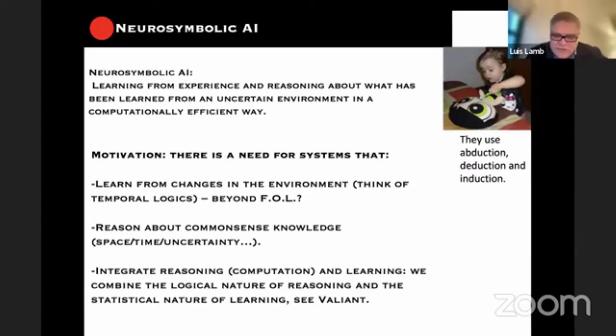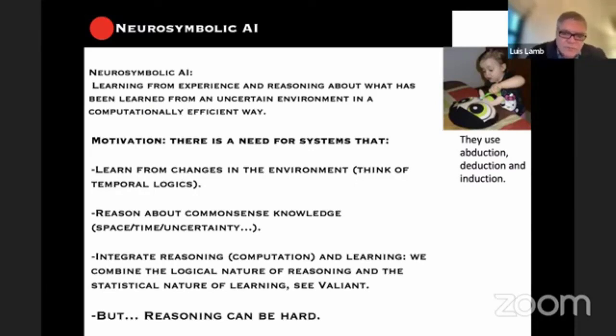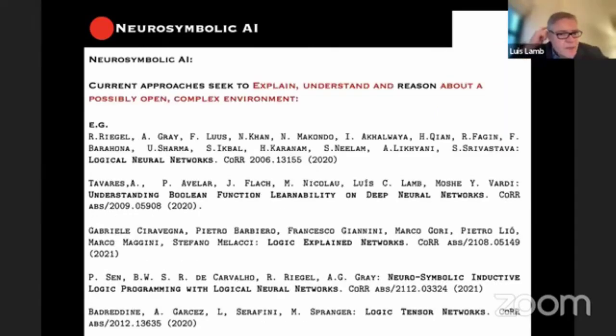So at the end of the day, we're trying to integrate reasoning, which we associate with computation in computer science, and learning. We are combining the logical nature of reasoning and the statistical nature of learning that deals with uncertainty and a lot of data. But as we know, reasoning can be extremely hard in computer science. There are several approaches that deal with this problem, motivated by several reasons. One of them is to explain. Other approaches are used to understand and to reason about open, complex environments. There are several approaches using different techniques to tackle this problem.